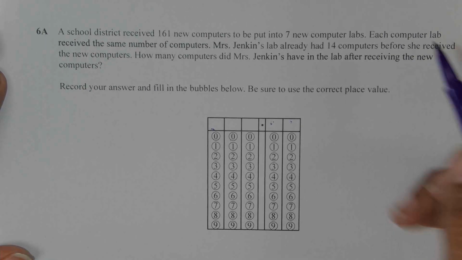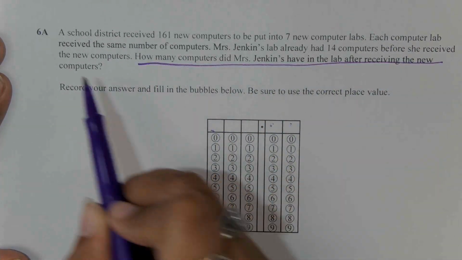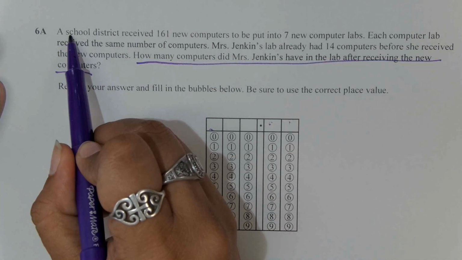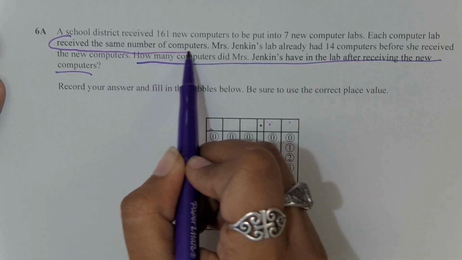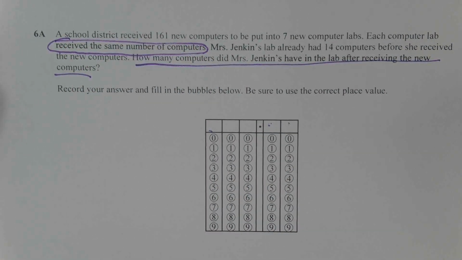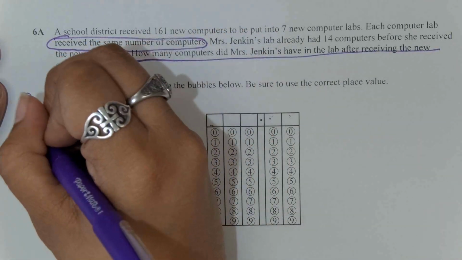So first thing I'd like to do is underline my question. How many computers did Mrs. Jenkins have in the lab after receiving the new computers? One thing I really want to talk about here is the use right here, receive the same number of computers. This is popping out to me. Receiving the same number of computers, equal numbers. This means I'm either going to multiply or divide. So I'm going to use my get strategy.